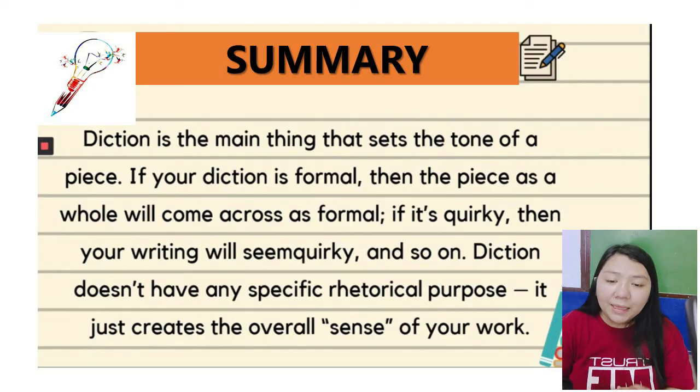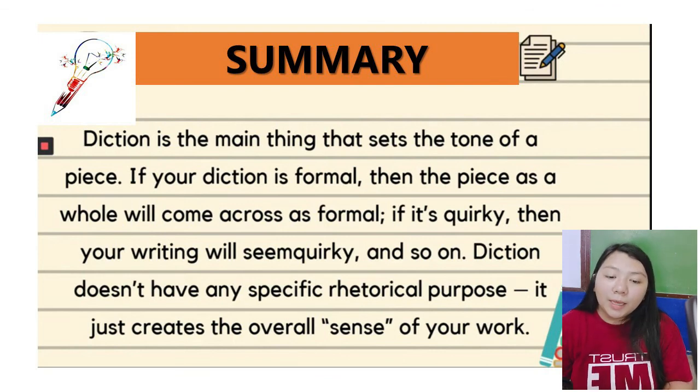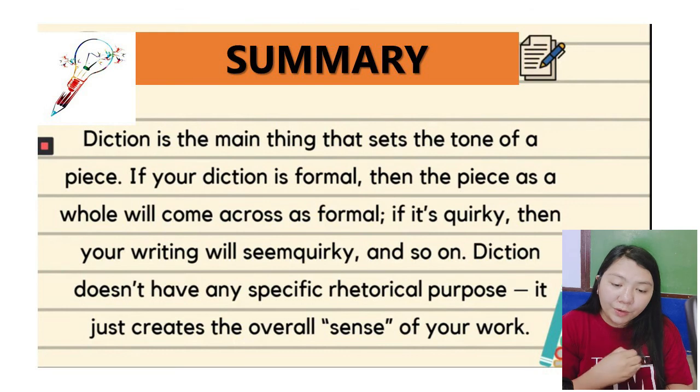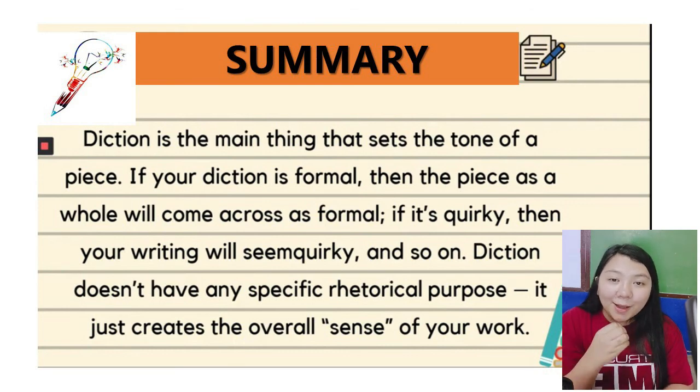Diction is the main thing that sets the tone of a piece. If your diction is formal, then the piece as a whole will come across as formal. If it's quirky, then your writing will seem quirky, and so on. Diction doesn't have any specific rhetorical purpose. It just creates the overall sense of your work.